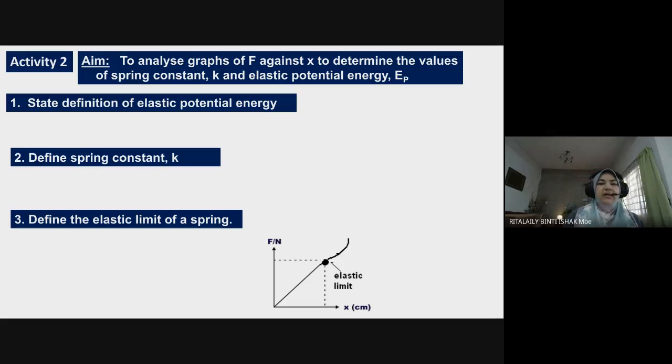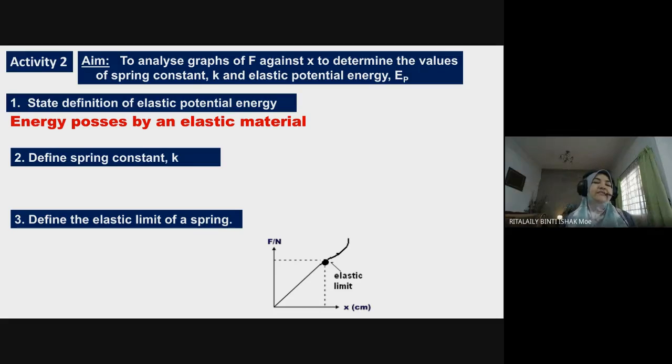Okay, so a definition of elastic potential energy. It is defined as energy possessed by elastic material. The energy is possessed by elastic material when it is stretched or extended, or when it is compressed. So if the spring is not compressed or extended, it will not possess any elastic potential energy.